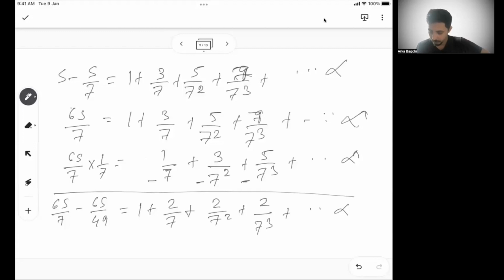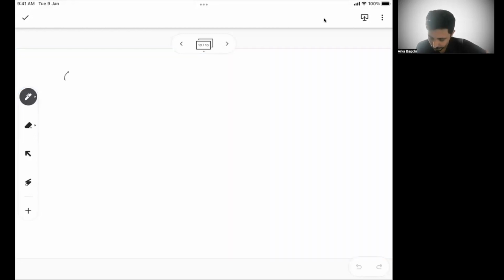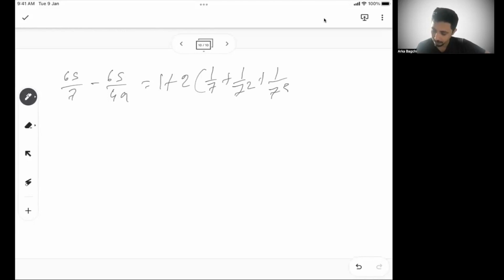Now, if you see, this part becomes 1 plus 2 common, so 1 by 7 plus 1 by 7 square plus 1 by 7 cube till infinite. So now this is becoming a GP. So you can apply the GP formula here and find out the answer. Let's see what it becomes. So 6s by 7 minus 6s by 49 is 1 plus 2 into 1 by 7, 1 by 7 square, 1 by 7 cube till infinite. This is what you have.